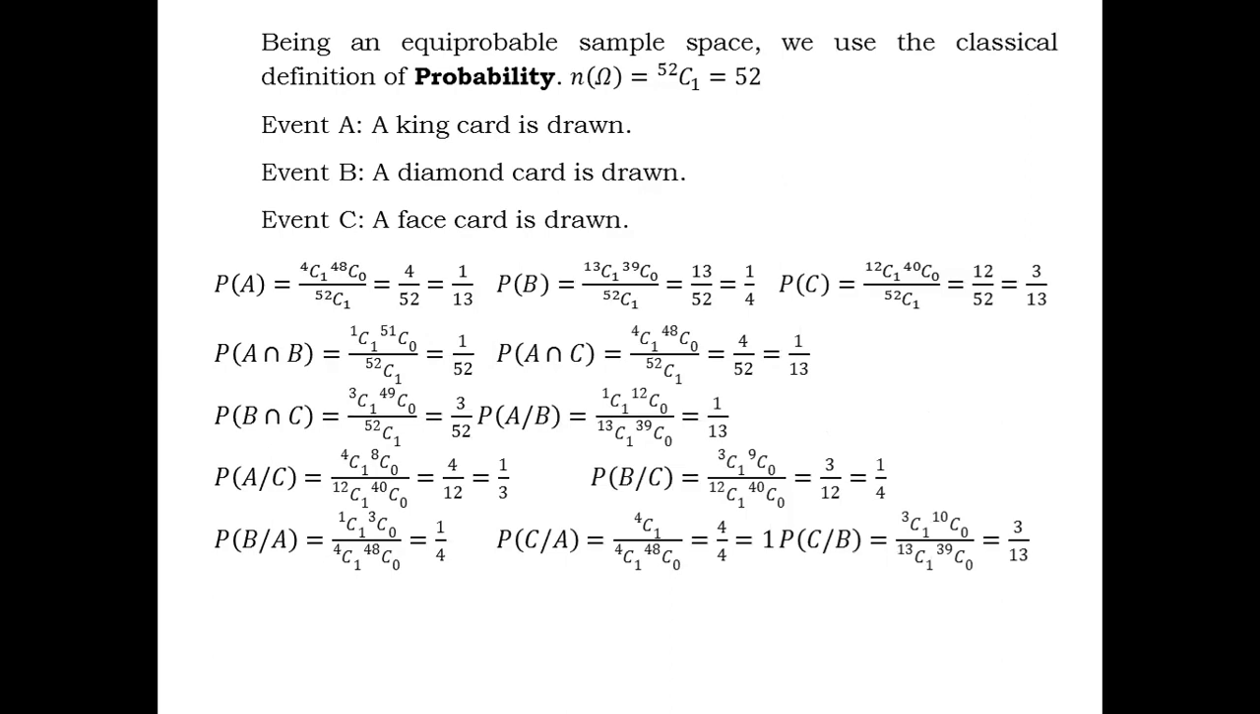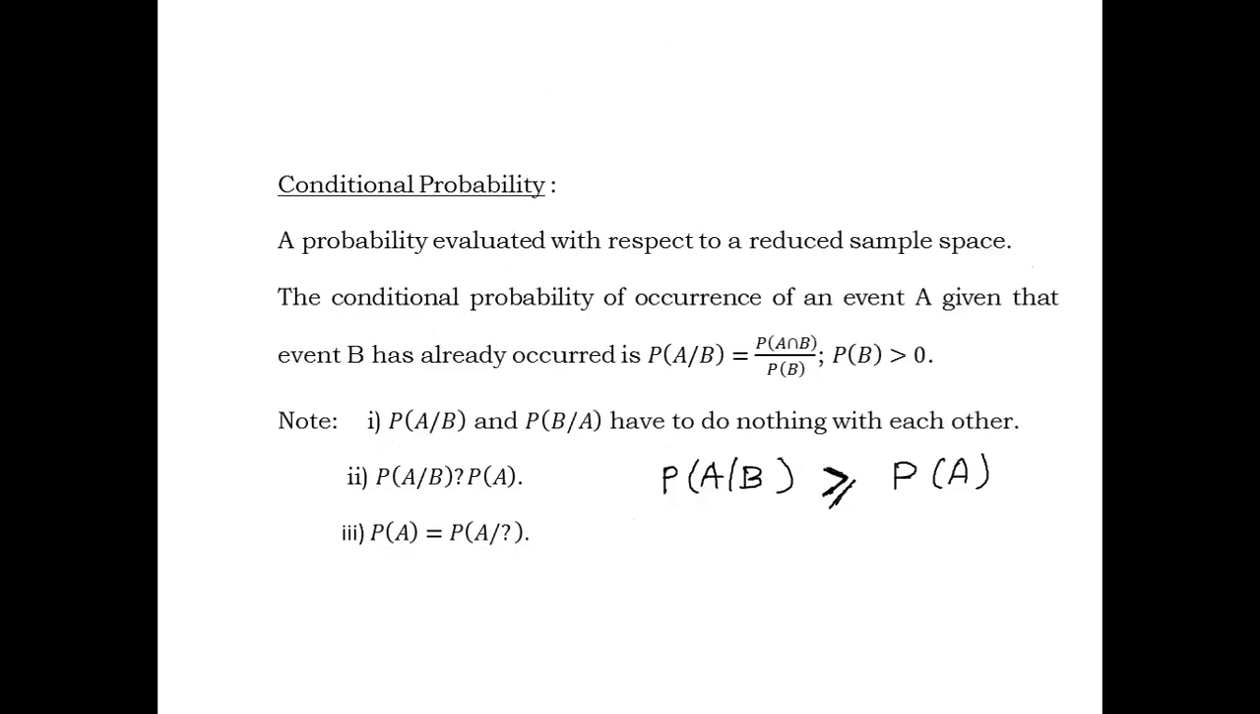Probability of C given A will be greater than probability of C. Yes. Otherwise, here A and B are independent. That's why probability of A given B is the same as probability of A, and probability of B given A is equal to probability of B, something like that.